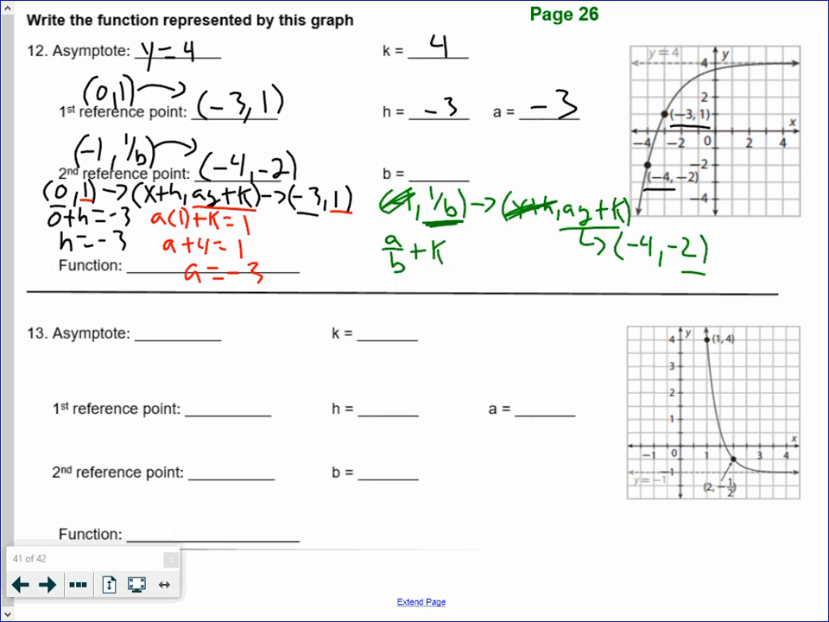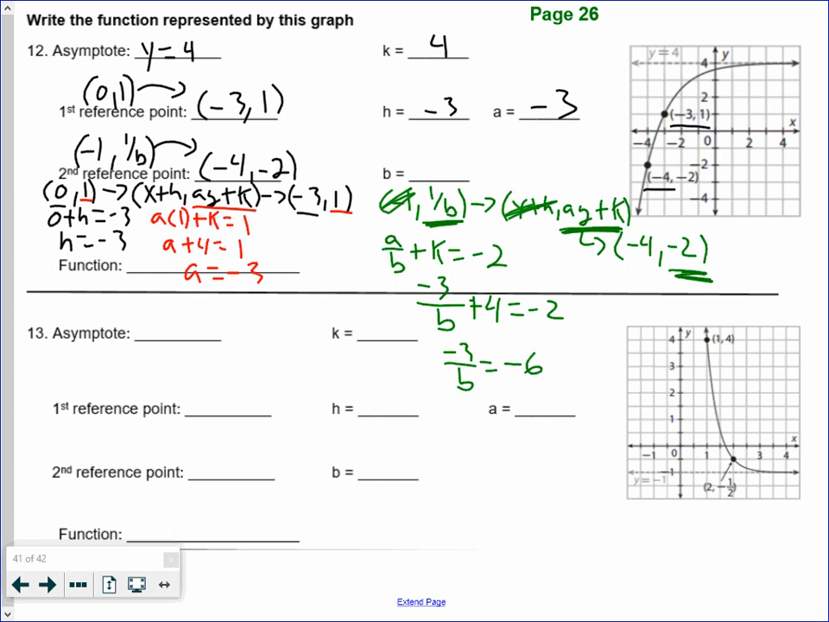So when y is 1 over b, we put that as y into our transformation rule. We're going to get a negative 2 over here. So a over b plus k equals negative 2. We know what our a value is. We said that's negative 3. We don't know our b value. But our k value, we know, is positive 4. That all equals negative 2. So negative 3 over b equals negative 6.